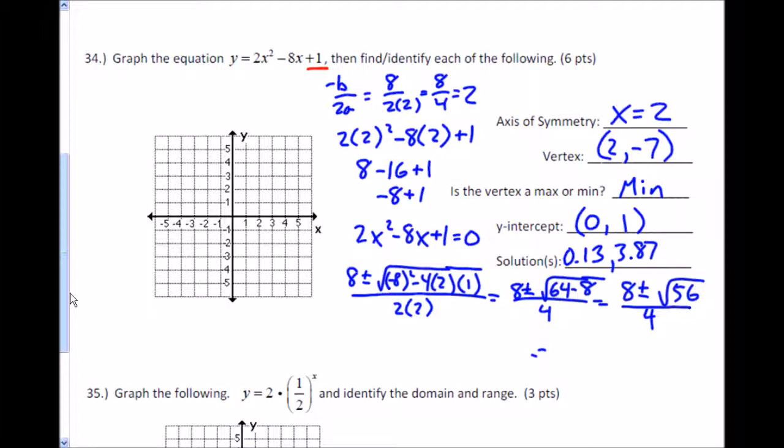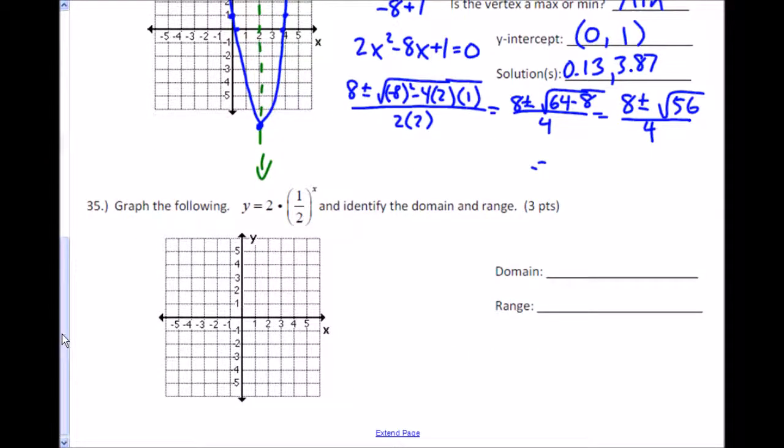So axis of symmetry at x equals 2. And this is really not a big enough graph for this, but that's okay. We'll make it work. (2, -7) is going to be down here somewhere. That's your vertex. So it's just off the graph a little bit. It's a minimum, which makes sense. The y-intercept is (0, 1), which is right here. The solutions are 0.13, which is right around in here somewhere, and 3.87, which is over here somewhere. I can also reflect this point, and so really with just that little bit of information, I can see what my parabola is supposed to look like, and that's it.